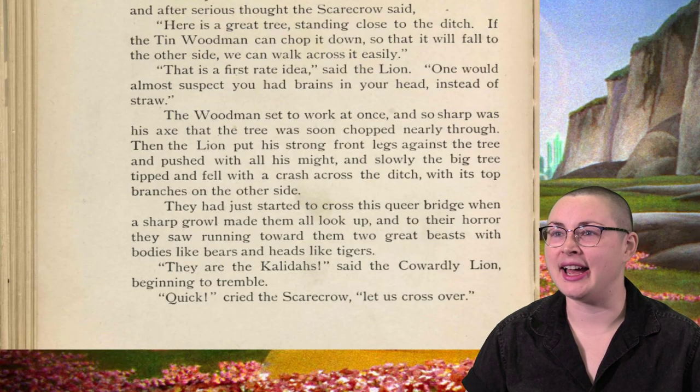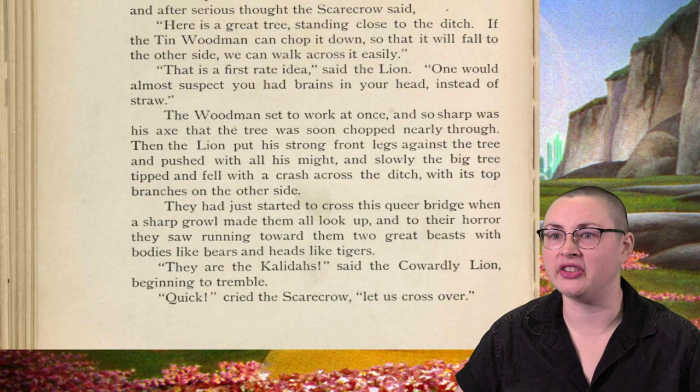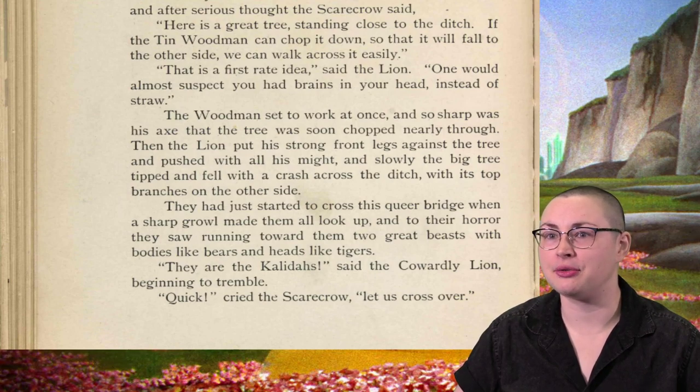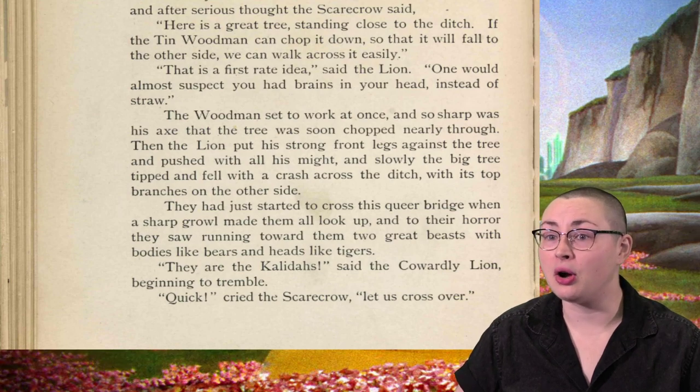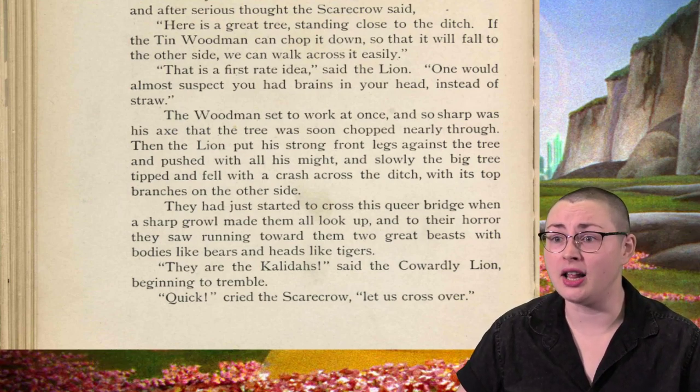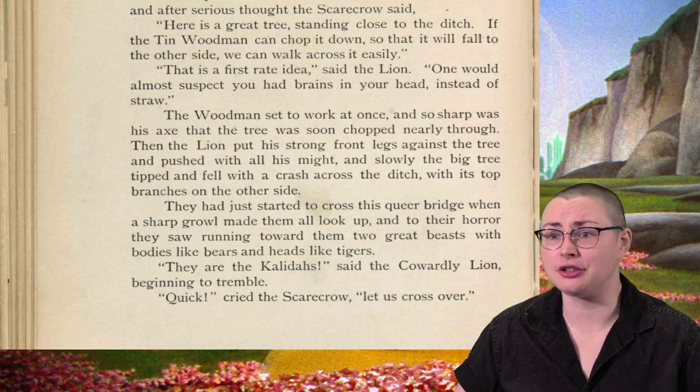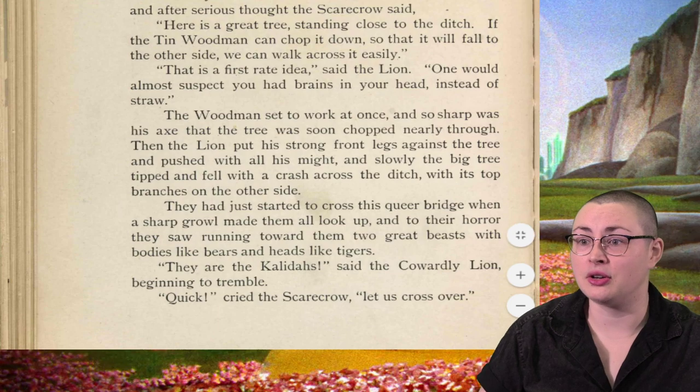The Woodman set to work at once, and so sharp was his axe that the tree was soon chopped nearly through. Then the Lion put his strong front legs against the tree and pushed with all his might, and slowly the big tree tipped and fell with a crash across the ditch, with its top branches on the other side. They had just started to cross this queer bridge when a sharp growl made them all look up, and to their horror, they saw running toward them two great beasts with bodies like bears and heads like tigers. "They are the Kalidahs," said the Cowardly Lion, beginning to tremble. "Quick," cried the Scarecrow, "let us cross over."